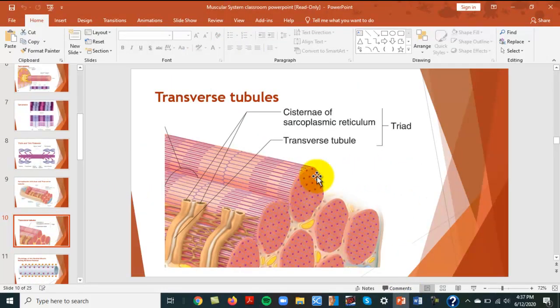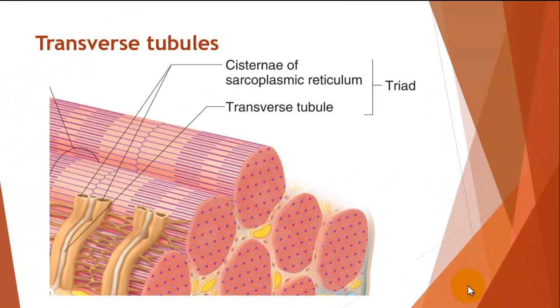So here, let me blow this up bigger. Cisternae, see, all of this is the sarcoplasmic reticulum. It looks like a little sweater, including these thicker, orangish tubes on each side. All that's part of the sarcoplasmic reticulum. That part is called the cisternae. It actually stores calcium ions. And the transverse tubule, you can see them there.